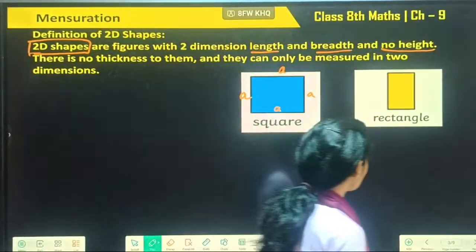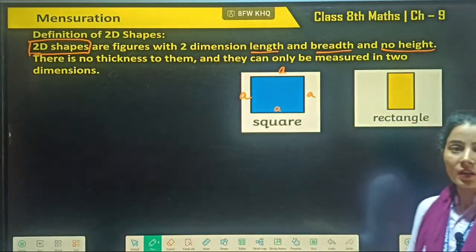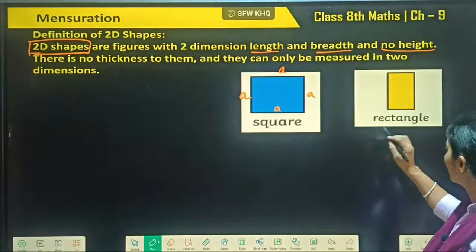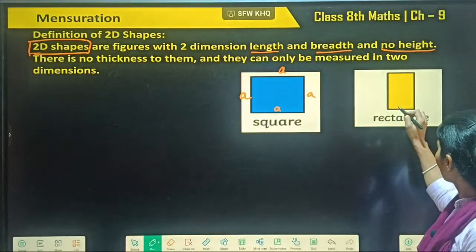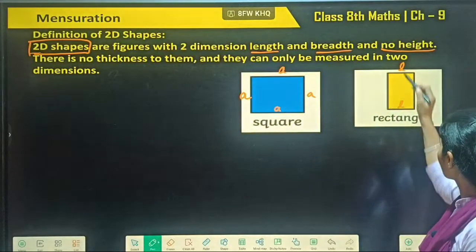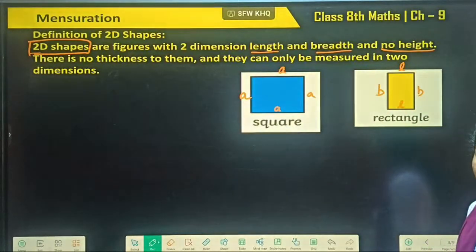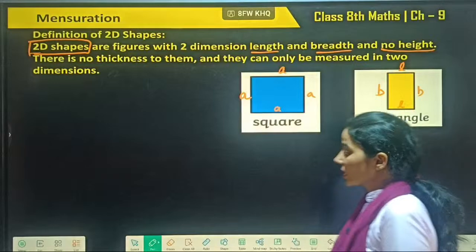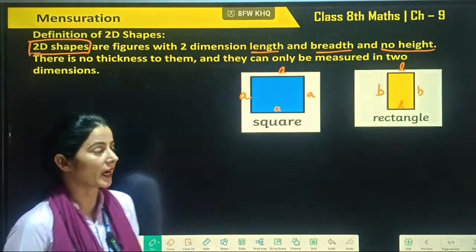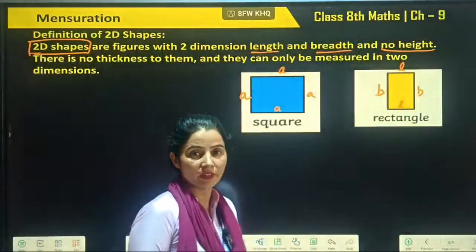And what is the rectangle property? This rectangle, first of all, will contain opposite sides equal. Consider if it is L and it is B, then this one will be L. Opposite of this L is this one side, and opposite of this will be B only. Opposite sides are equal, diagonals are equal and bisect each other, and each angle is of 90 degrees. These are the properties of a rectangle.